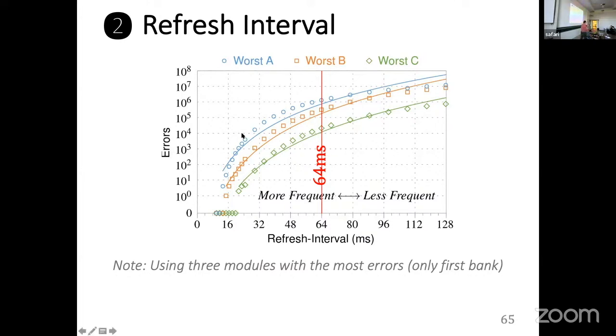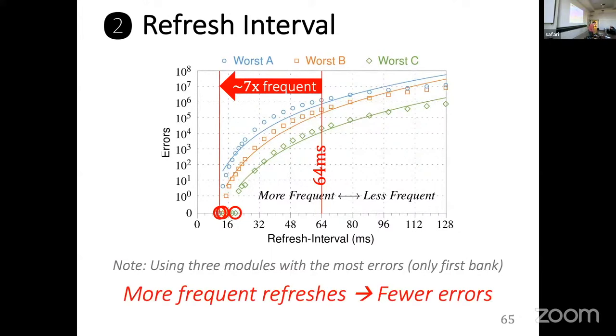Basically, refresh interval determines how many activations you can do before the cells get refreshed, right? If you do more activations, meaning the refresh interval is large, the probability of bit flip is high, as you can see over here in real system results. So we showed that if you want to get rid of every single bit flip we've seen in these chips with our methodology, you need to increase the refresh rate by 7x. That's a lot, basically. So increasing the refresh rate is not a great solution, as you can see over here.